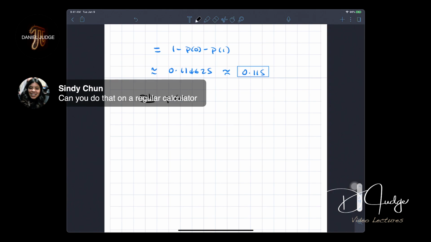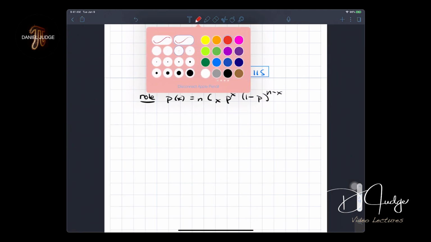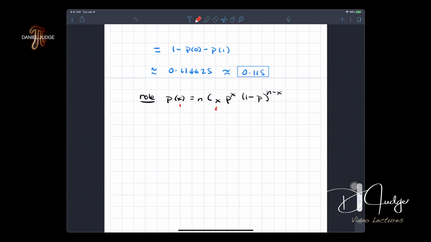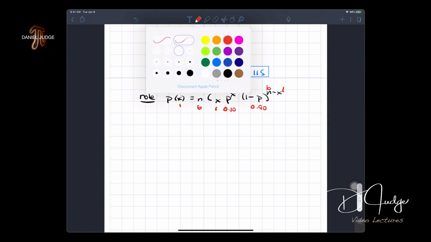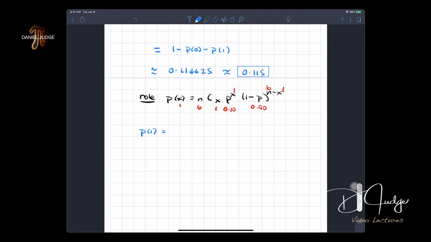You said P of X is nCx, little p to the x, 1 minus p to the n minus x. We're trying to find P of 1 now. So in this case, x is 1, n is still 6, little p is 0.1, and the complement is 0.90. So plugging in for P of 1, we get 6C1, 0.10 to the 1, 0.90 to the 6 minus 1, which is 5. And so Cindy, any base to the first power is itself.